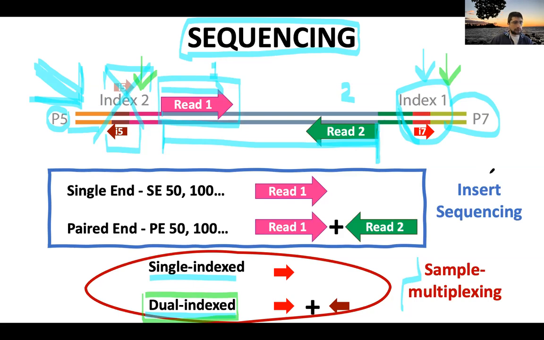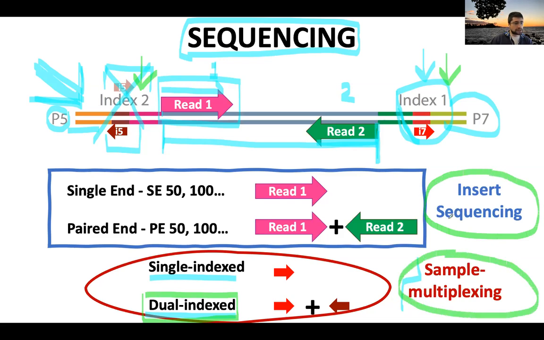I just want to make it clear right here: the two different sequencing modes are independent of each other. The sequencing of the insert tells you whether it is single end or paired end, in this case read 1 or read 1 plus read 2. The sample multiplexing sequencing is sequencing the barcodes. These are two different areas of your final fragment, and the multiplexing can be done as single index or dual index. You can have any possible combination of the two: single and single index, single and dual index, paired and single index, paired and dual index. These are two unrelated things that you have to tell the core in order to sequence your library.